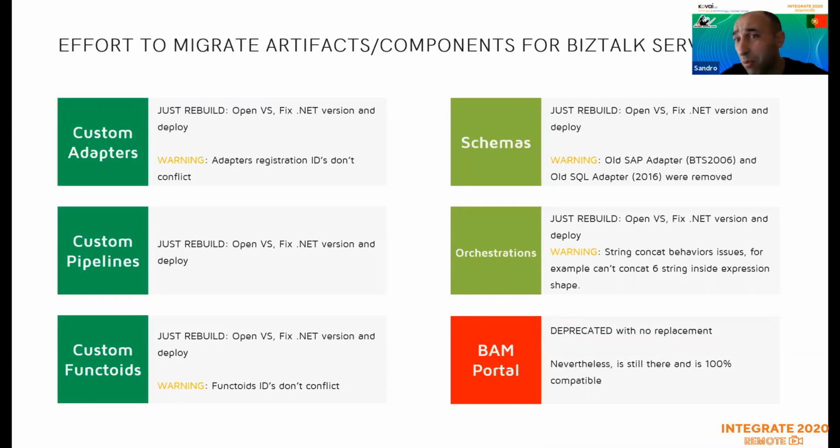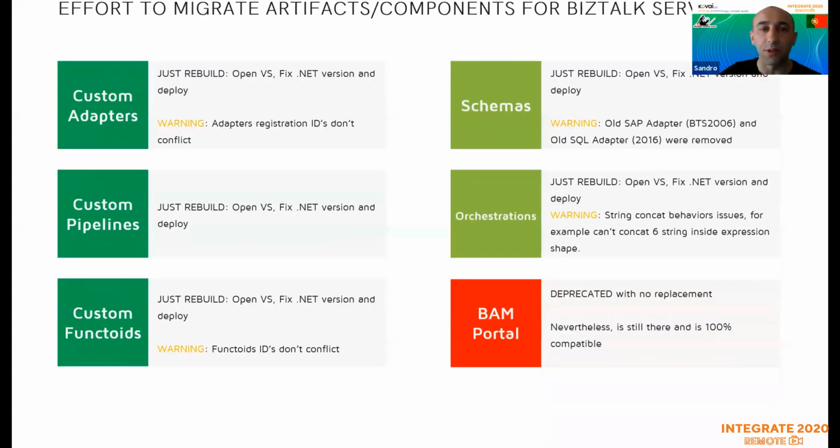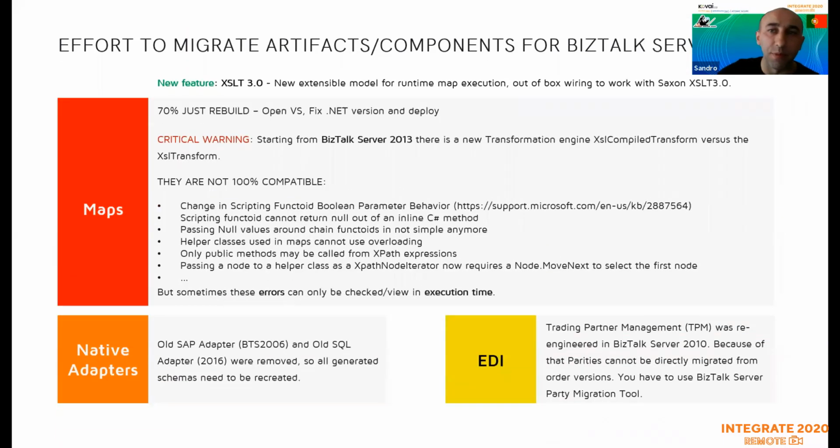That's it. BAM portal is deprecated in 2020, so you may have some issues there. Nevertheless, it's available and it's 100% compatible. So if you want to use it, it is deprecated, but you are still able to use it. Okay. So maps, this is the principal problem, because in 2013 there was a new mapping engine, and this mapping engine is not 100% compatible. You can minimize this effort by running the whole, or just in some cases check and fix the maps. Again, this only happens if you are using an old version of the product. If you are using a recent one, you are just building and redeploying it.